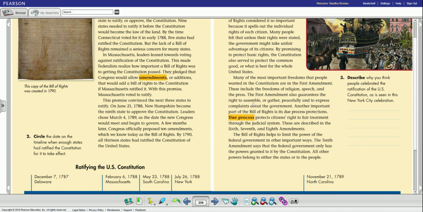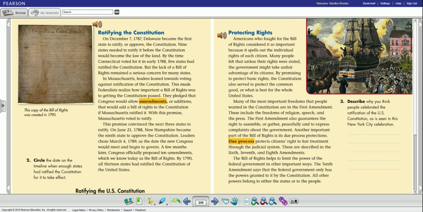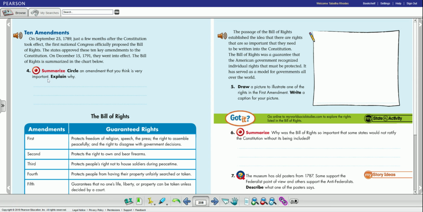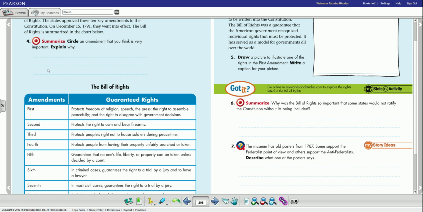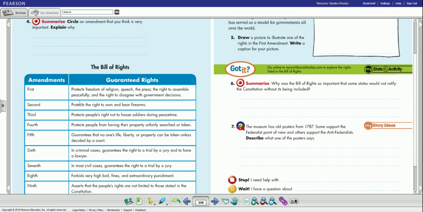All right, for number 3, you have to look at this picture here and describe why you think the people are celebrating. And then for number 4, this is an opinion question. You need to circle an amendment that you think is important and explain why.